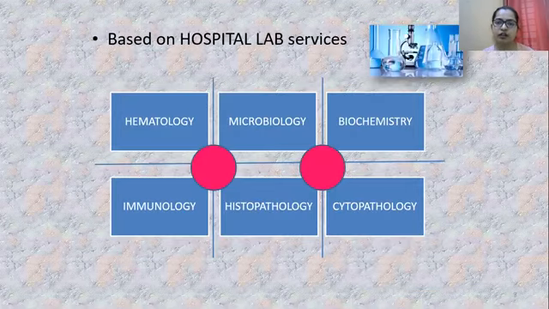So on the basis of hospital lab services, if we collect any sample and send it to the laboratory for analysis, on the basis of what type of lab we have sent it to for the analysis, it is classified as hematological, microbiological, biochemistry, immunology, histopathology, and cytopathology.